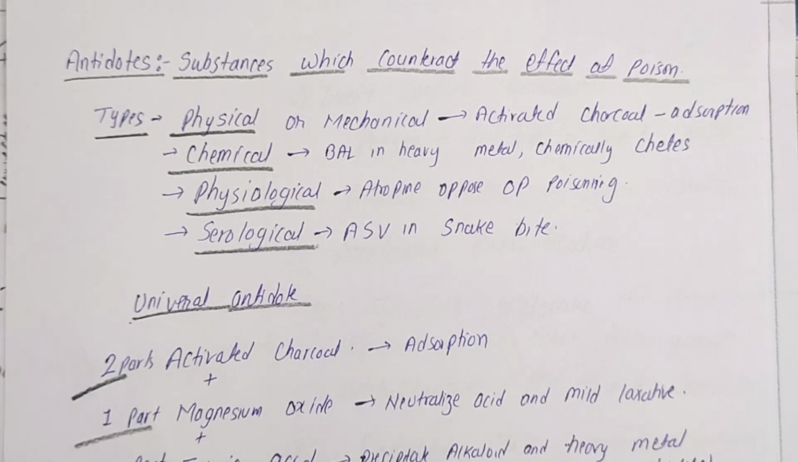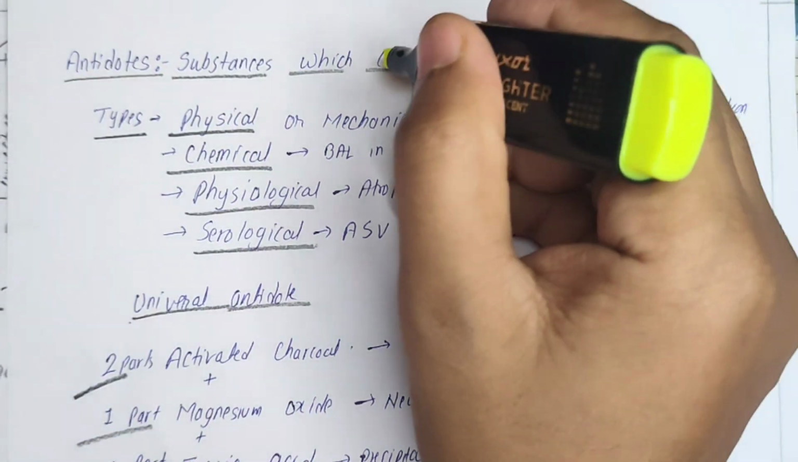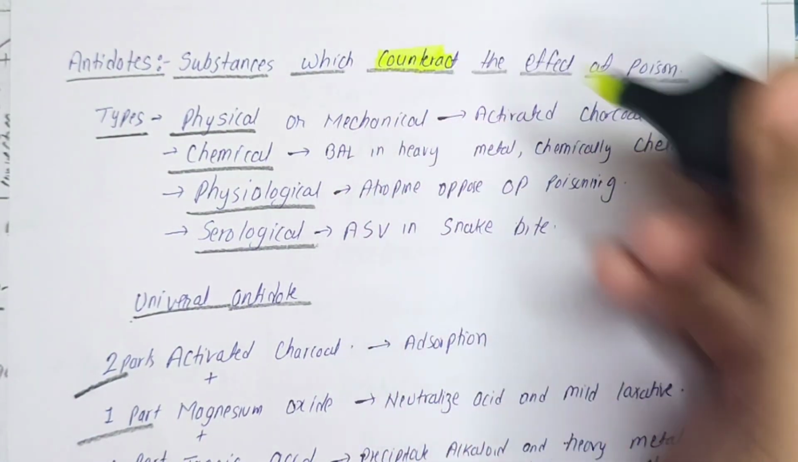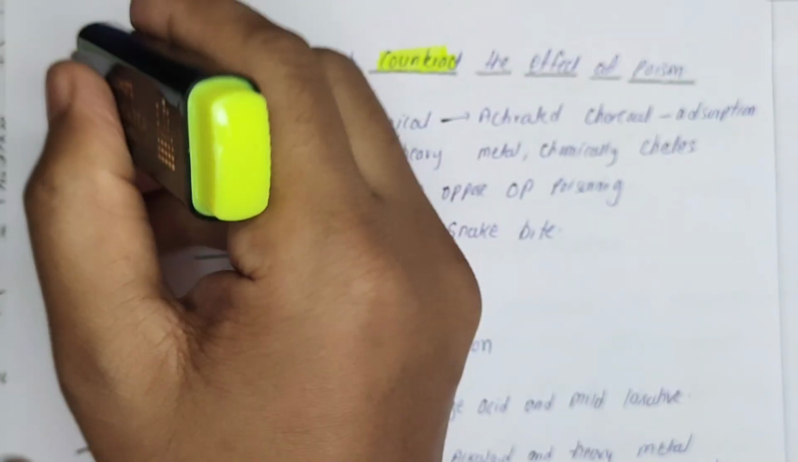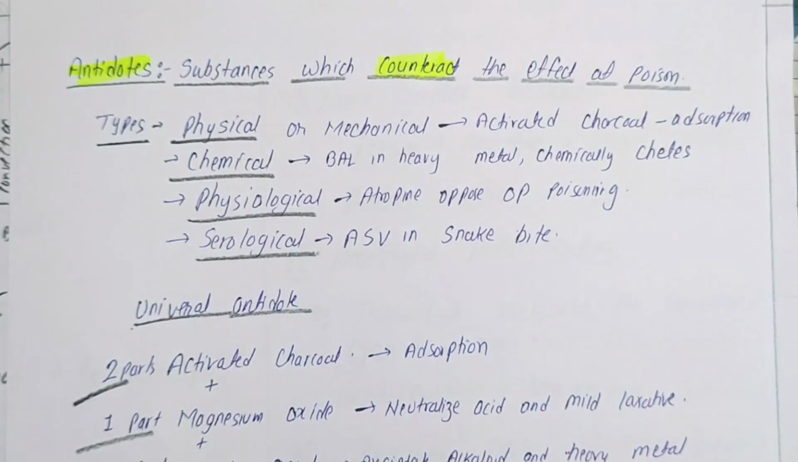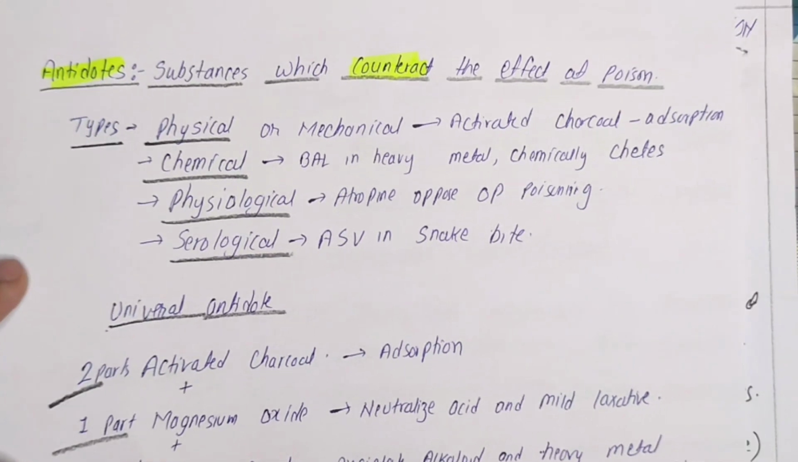What are antidotes? These antidotes are substances which counteract the effect of poison. Those which counteract the effect of poison, जो poison के effect को खत्म करते हैं, उसको counter करते हैं, उसको हम क्या बोलते हैं? Antidote. They are known as antidotes. So we can classify them into various classes. Let's see one by one.